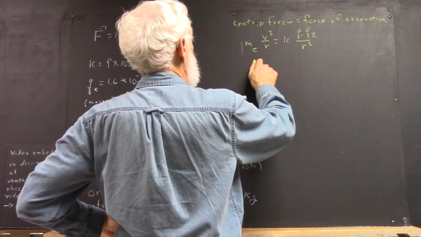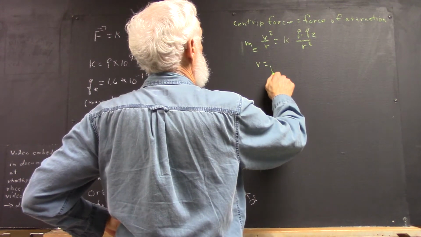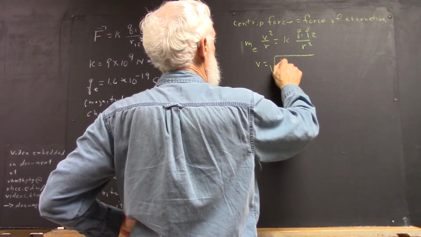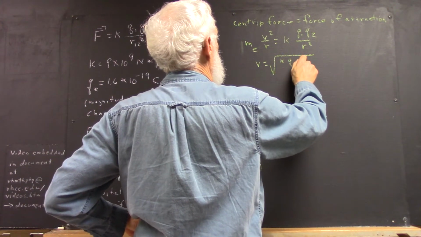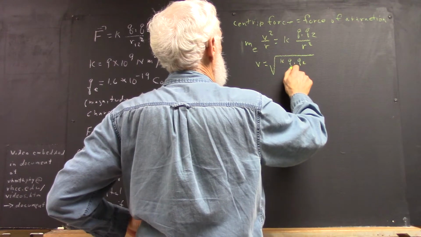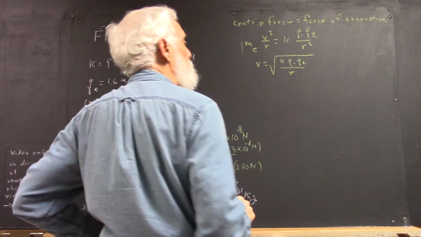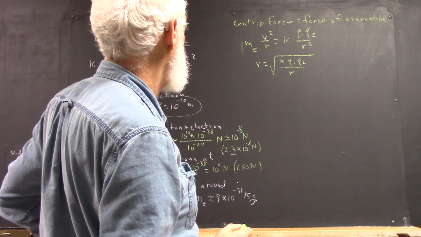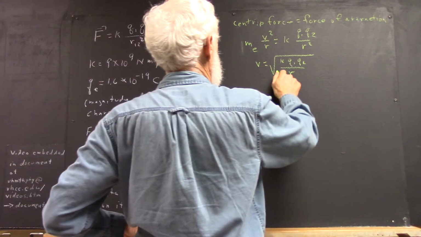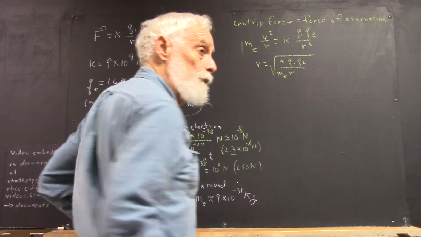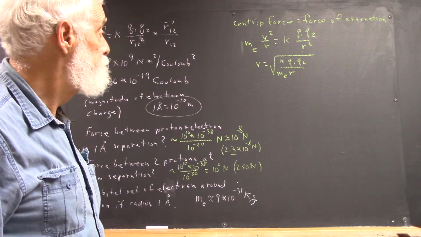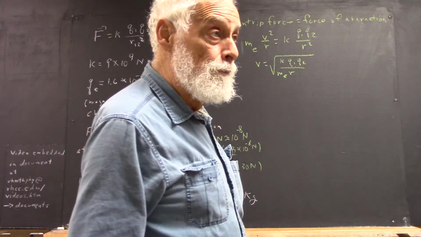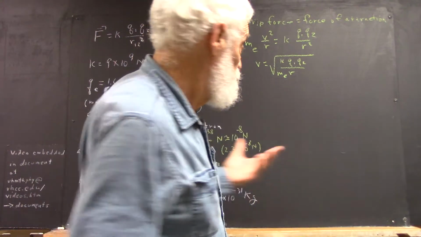So that v is the square root of k q1 q2 over r. Did I leave anything out? Yeah, mass of the electron. Okay? So there we have it. You can plug in q1 and q2 and get the precise value.